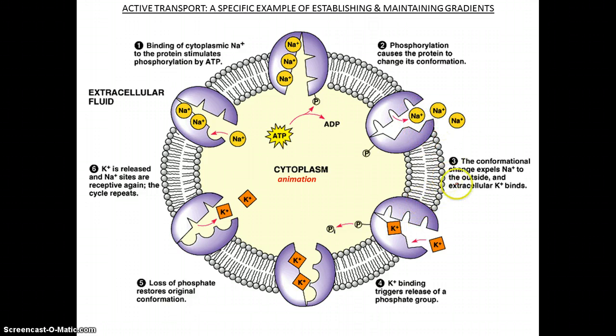Then the sodium is expelled and the protein has a high affinity for potassium ions, and these potassium ions bind to the protein, and we see the protein dephosphorylates, and when it dephosphorylates, it has a conformational change, and this conformational change causes the release of potassium in the cell. So if you want to see the animation, I'll put a PowerPoint and you can see the animation about the sodium potassium pump.